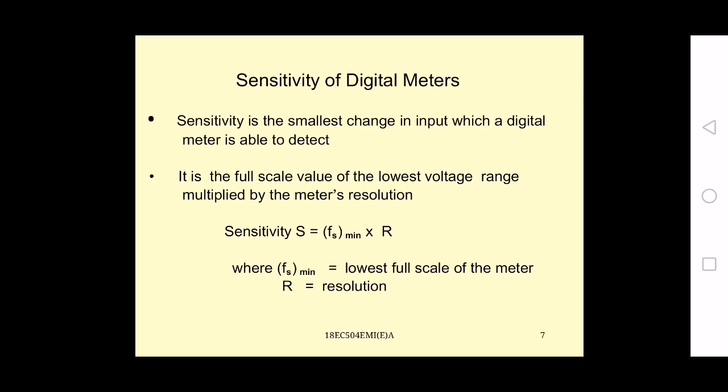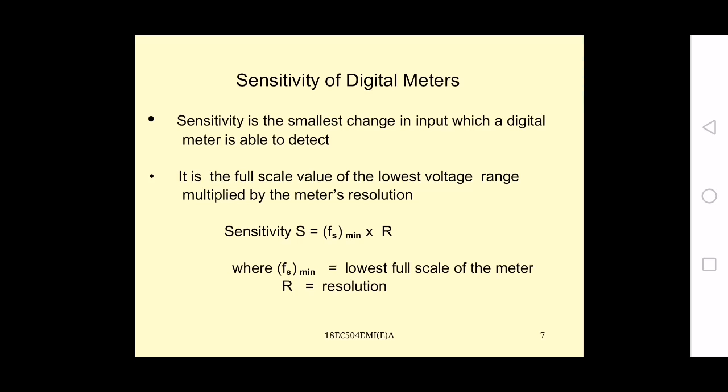And sensitivity is the smallest change. Sensitivity corresponds to the smallest change in the input which a digital meter is able to detect. So the smallest miniature change that happens in the input that can be detected by your digital meter is called sensitivity. It is the full scale value of the lowest voltage range multiplied by your meter's resolution. So sensitivity is given by the full scale value of the lowest range multiplied by your resolution. Fs minimum is the lowest full scale of the meter, multiplied by your resolution. Fs minimum into R gives the sensitivity.